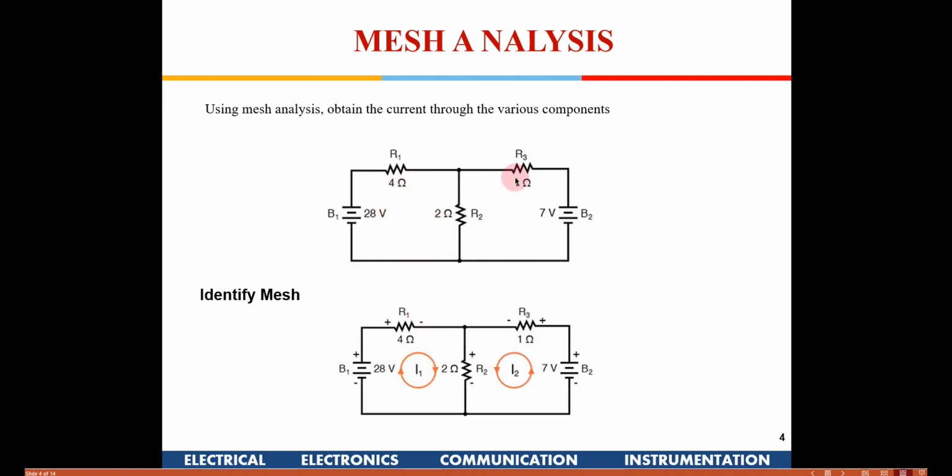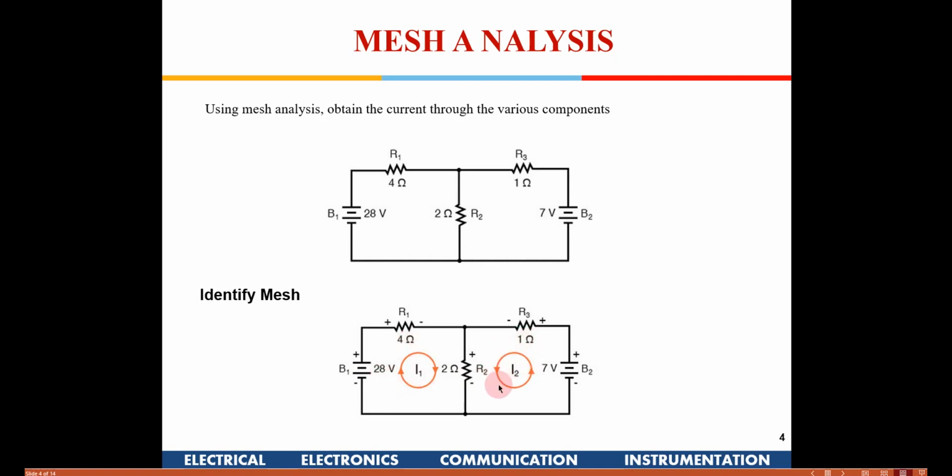Now this is the first example, where you have a battery of 28 volts, 4 ohms, 2 ohms and 1 ohm, and then you have a 7 ohm resistor. There are two meshes here. First we need to assign some currents in the meshes. Here I have taken one current as clockwise and the other as anti-clockwise.